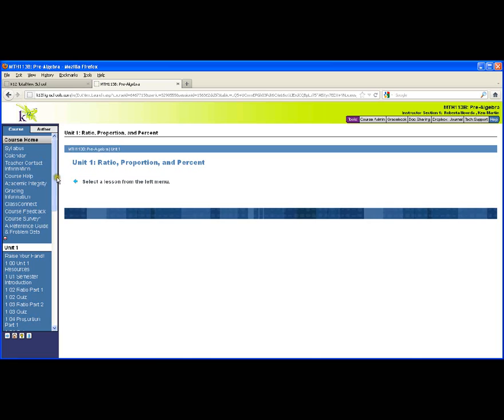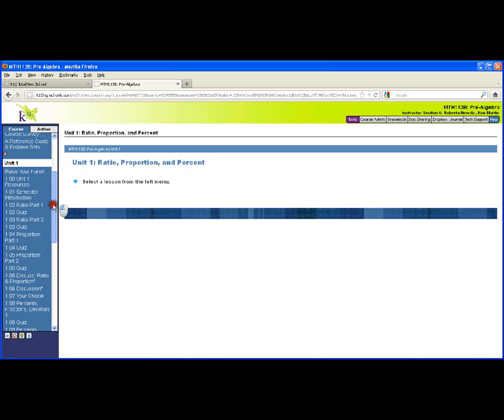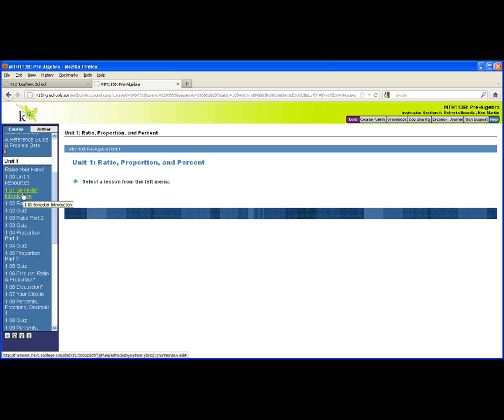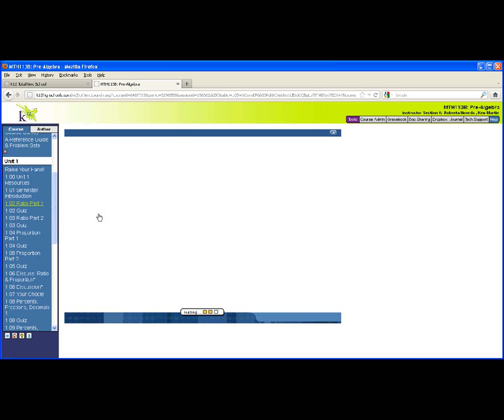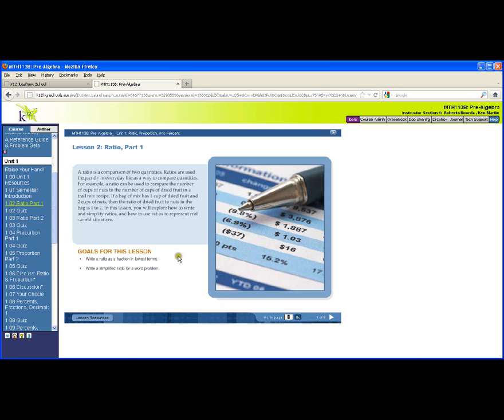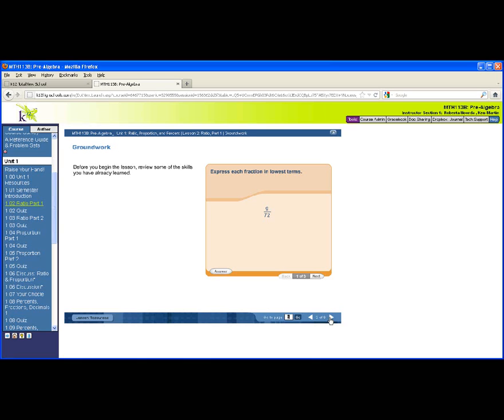Now notice I've just clicked on Unit 1. It's ratio and proportion. Let's say you've gone through the introduction. You click on each one of these. Let's take a look at Ratio Part 1. I click on lesson 1.02 and it loads up. You're going to see goals for the lesson. Read through this, and then see the arrow, I can click through.